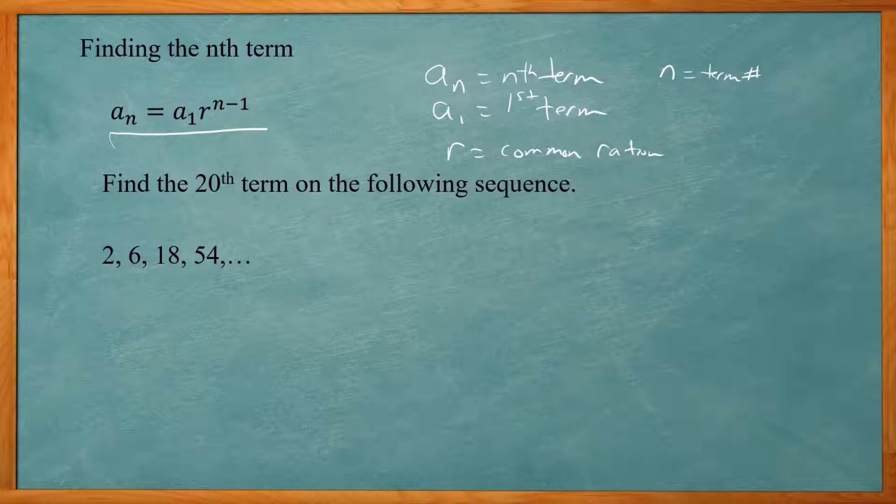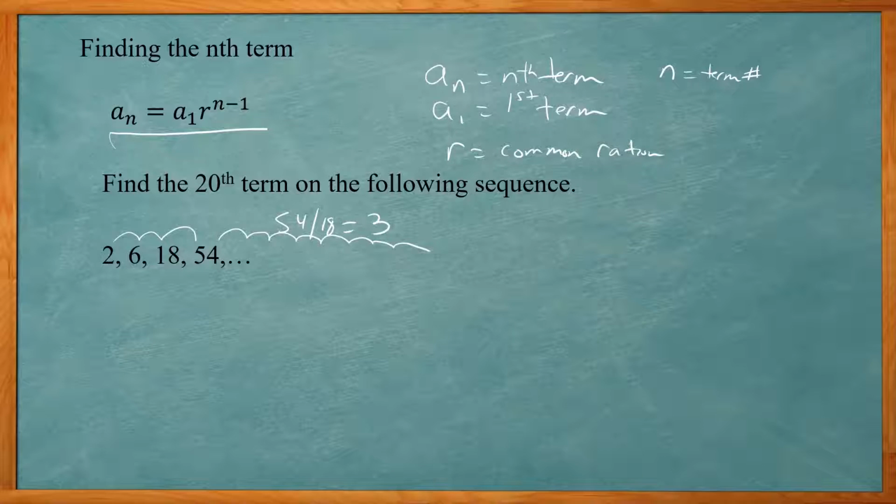So here it asks, find the 20th term of the following sequence. You can see it goes from 2 to 6 to 18 to 54. You can just take 54 divided by 18. And that gives you 3, so our common ratio is 3. You could keep going until you get to the 20th term, but you don't want to waste a lot of time figuring out all those. So what we can do is come up with the equation and then plug in 20 for n.